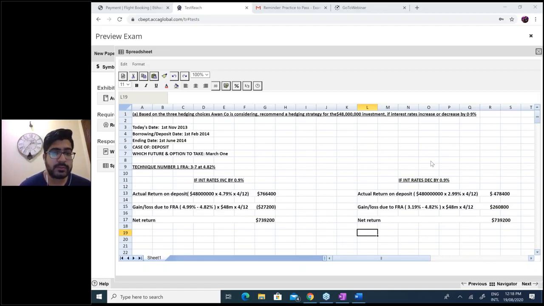4.82 is the locked rate. You should look at the question. We took a 3-7 FRA, so the 3-7 FRA rate lock was 4.82. Extract 20 basis points. If you take it at both places, it would have a dual impact.